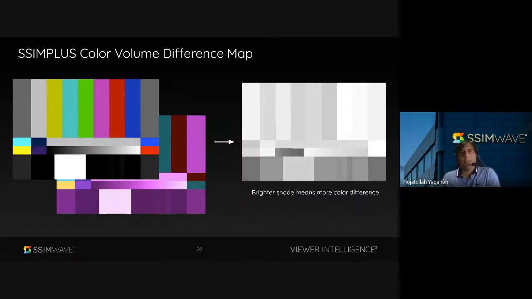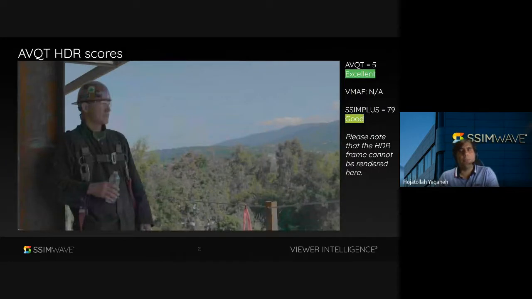And as part of the color volume difference score that SimPlus gives you, it produces a color volume difference map as well. Brighter shade means more difference, and darker shade means less deviation in terms of color. So color is one of the content attributes that is very important to the human visual system, and it matters. The other content attribute that is very common these days, and people talk about it quite often, is HDR, or high dynamic range. HDR gives you richer color. It gives you a brighter bright, a darker dark, or higher contrast.